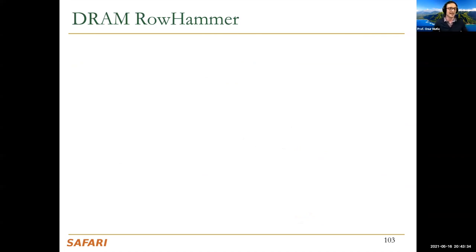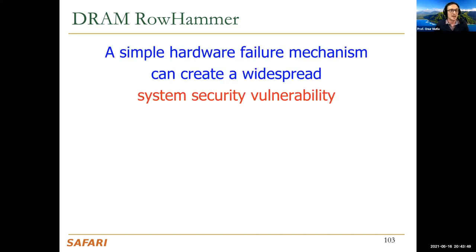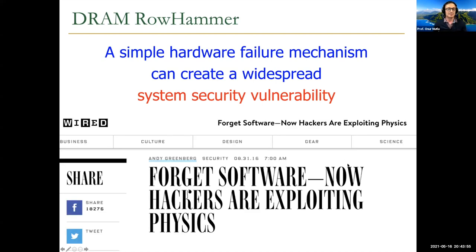Clearly, this should not happen, right? You should not be able to induce errors in a memory chip in locations that you're not accessing. Clearly, if you're accessing and writing to a location, you should be able to change it predictably with the value that you input to memory, but locations that you're not accessing should not be affected. So it turns out row hammer is a simple hardware failure mechanism that can create a widespread system security vulnerability. And people are writing articles that sound like this. The title is "Forget Software, Now Hackers Are Exploiting Physics."